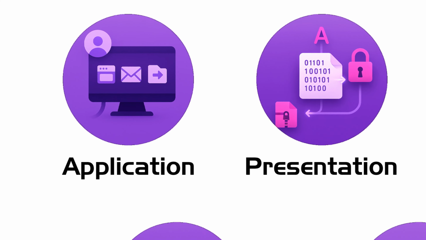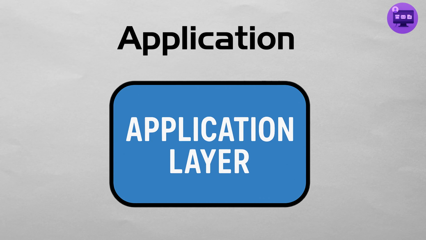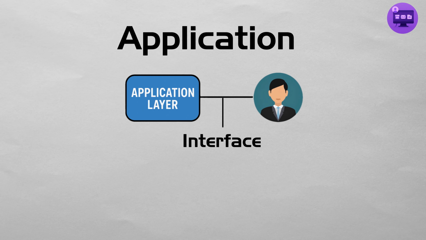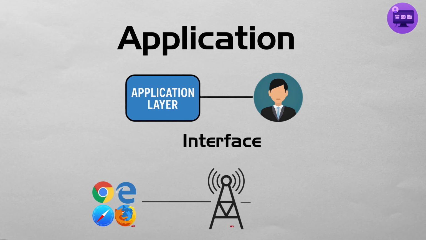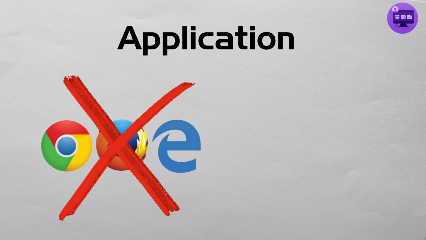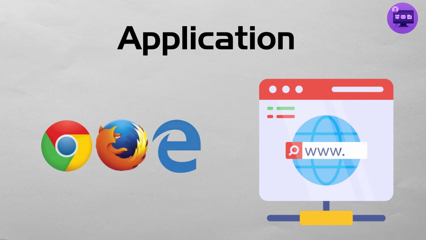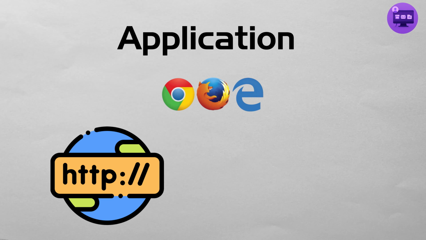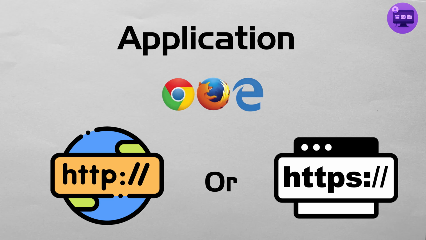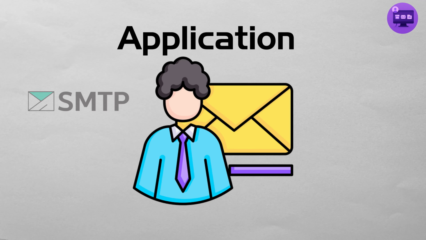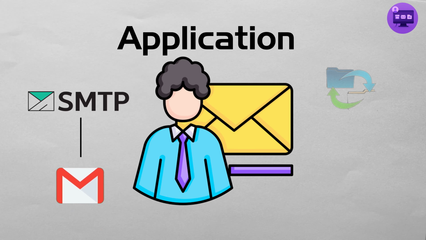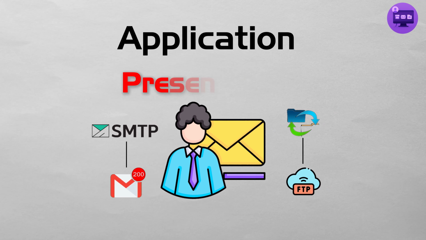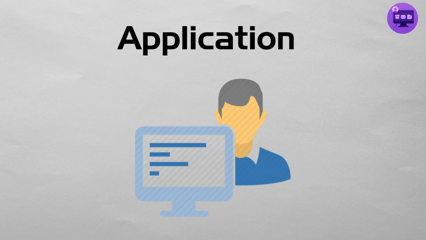The application layer. This is the only layer that interacts directly with the user. The application layer provides the interface for the software you use to communicate with the network. It is not the application itself, but the protocols that the application uses. Think of web browsers using HTTP or HTTPS, email clients using SMTP for sending emails, or file transfer programs using FTP. Its job is to present data in a way the user's application can understand.